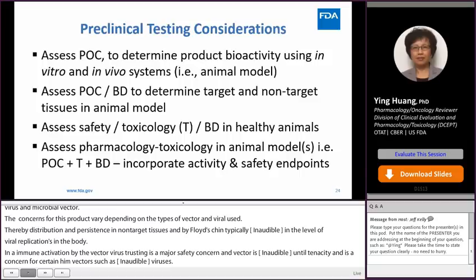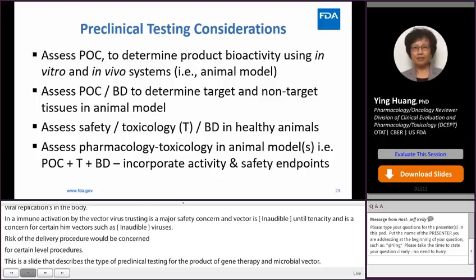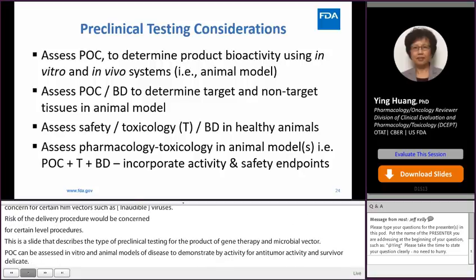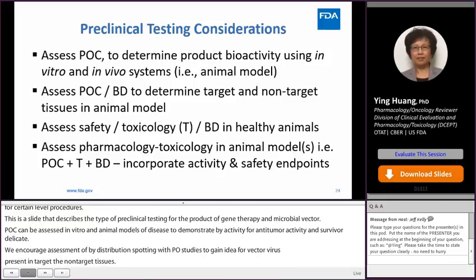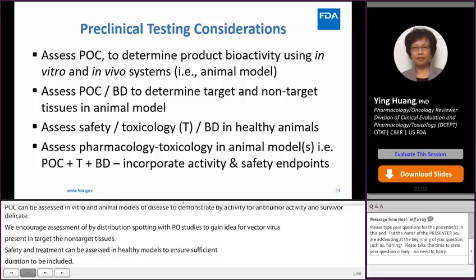This slide describes the types of preclinical testing for the product of gene therapy, oncolytic virus, and microbial vector. POC can be assessed using in vitro and animal models of disease to demonstrate the bioactivity for anti-tumor activity and the survival benefit. We encourage assessment of biodistribution starting with POC studies to gain an idea of the vector virus present in target and non-target tissues. Safety, that is toxicology and BD, can be assessed in healthy models to ensure sufficient study duration to be included. In some cases, safety data can also be obtained in animal models of disease to incorporate POC, BD, and toxicity. These hybrid study designs should be considered for products that are selectively activated in the presence of tumors.